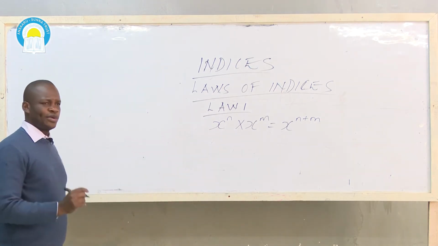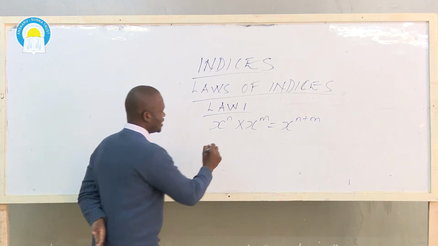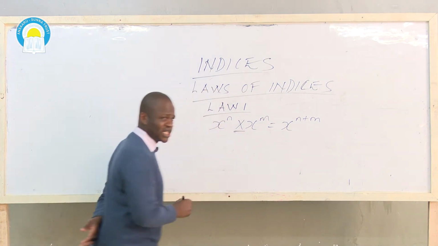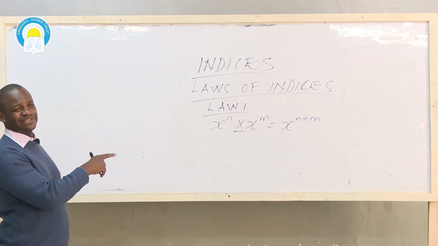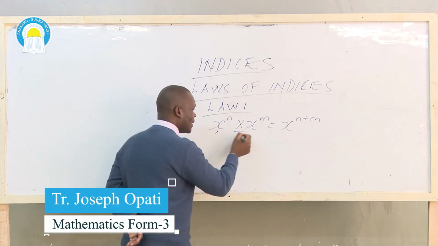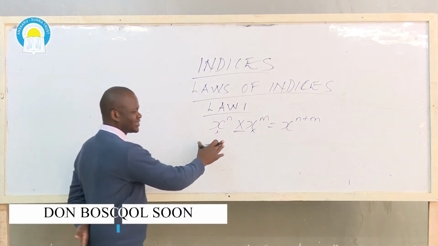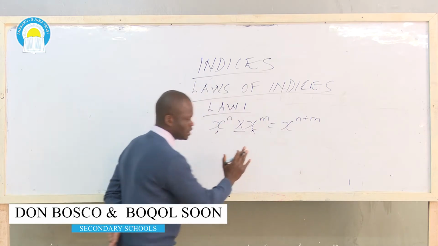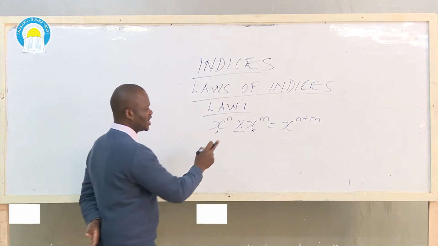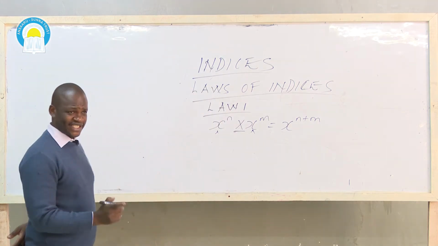So for this law, what are the conditions? There are two. Number one, there must be multiplication. Multiplication is the operation there. Number two, the bases must be the same. Now, once those conditions are in place, we are saying you add the powers or the indices.